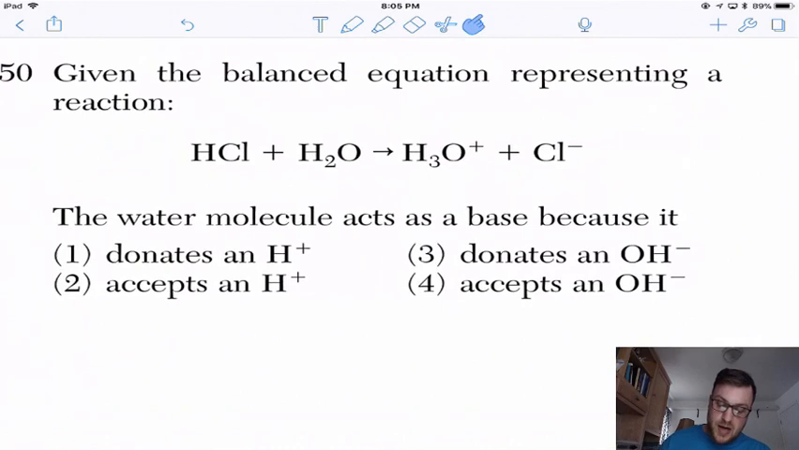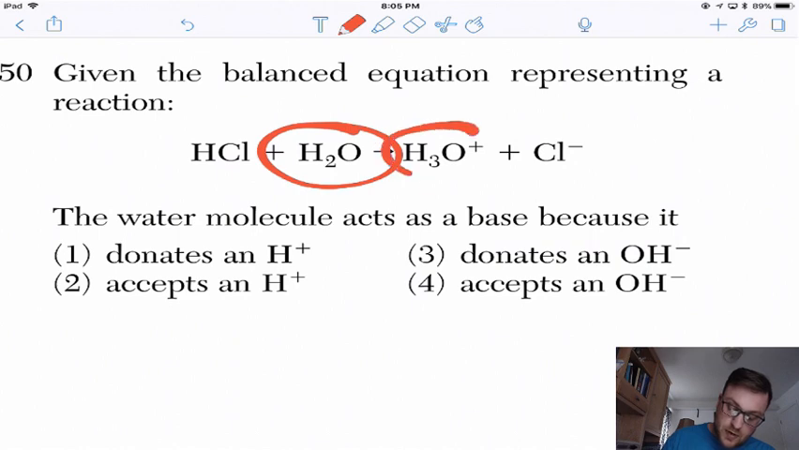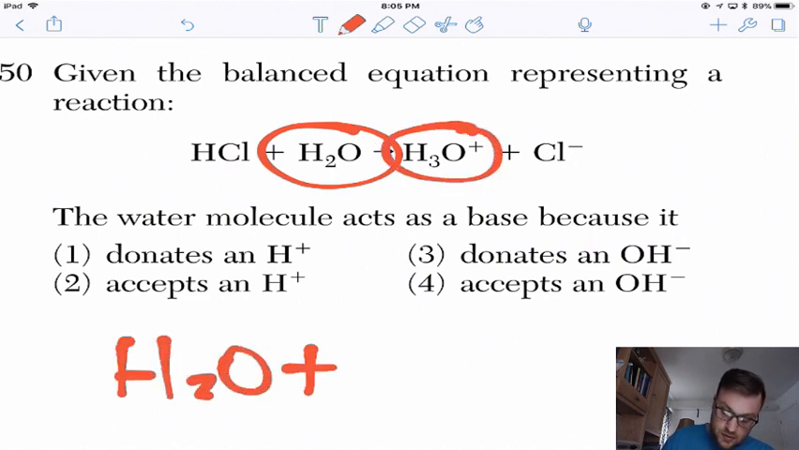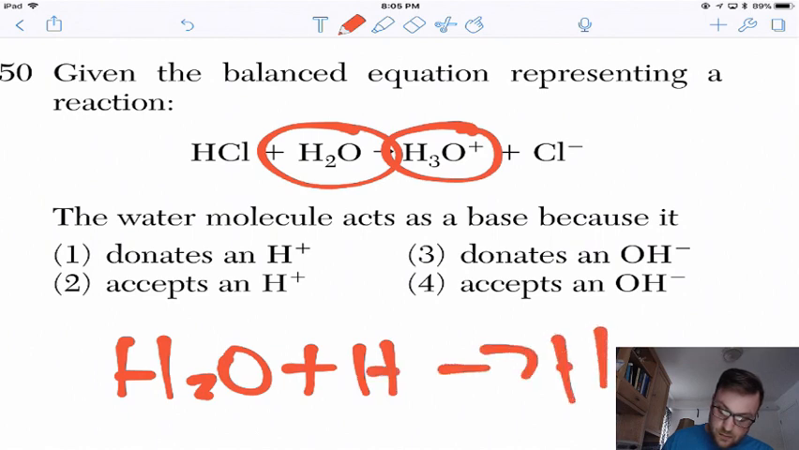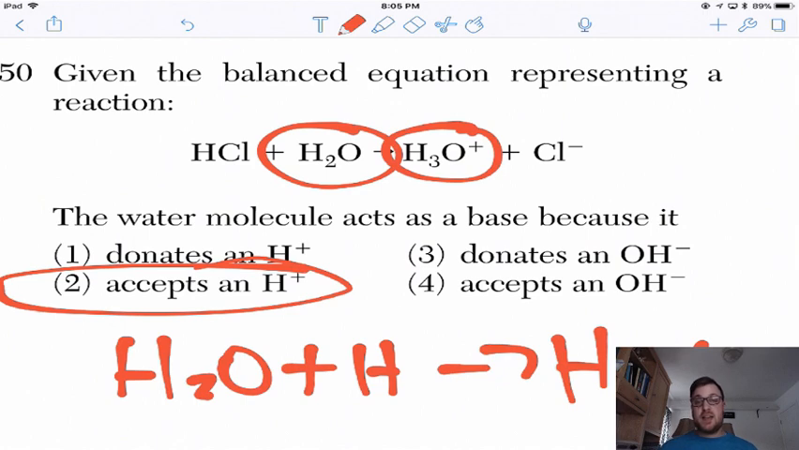50. The water molecules act as a base because, well, there's water, there's H3O, so water gained an H to become H3O. Accepts an H. Bases accept H plus or protons, and acids donate H plus. You might not even have to have looked at the reaction because as soon as you see base, you would go accepts an H.